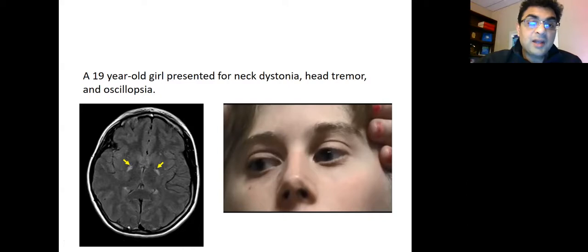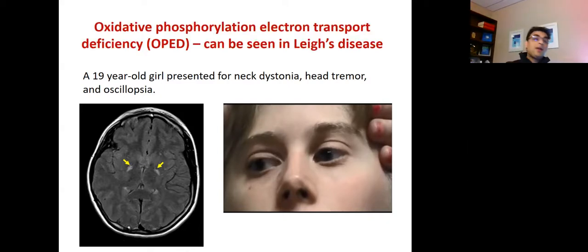But this patient actually had what we call OXPHOS, oxidative phosphorylation electron transport chain deficiency, which can be seen in what we call Leigh's disease. And she actually had a muscle biopsy and she did have Leigh's disease. And she also had dystonia.